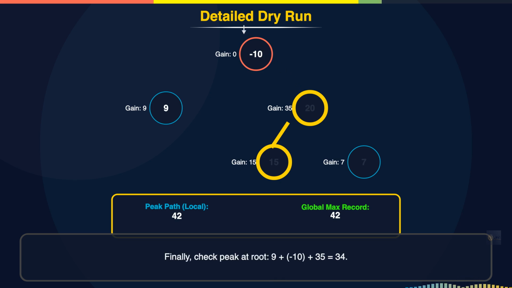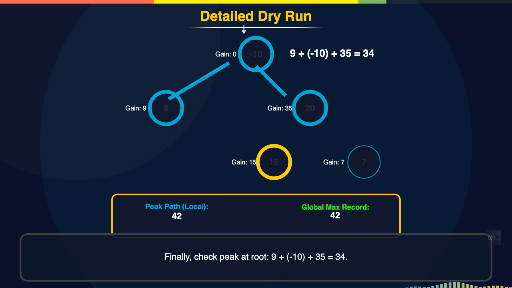Finally, we check the peak at the root. 9 plus -10 plus 35 equals 34. Since 42 is still higher, our final answer remains 42.